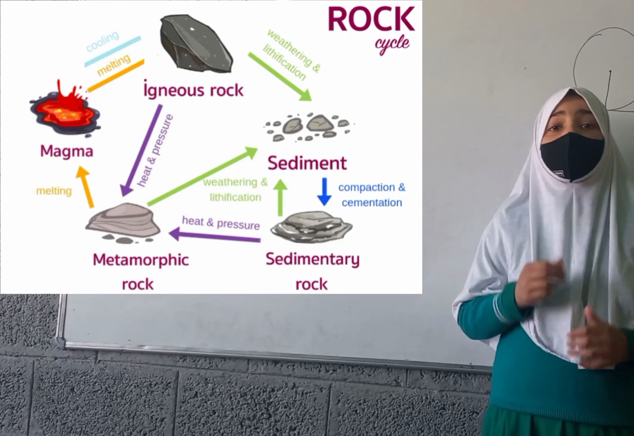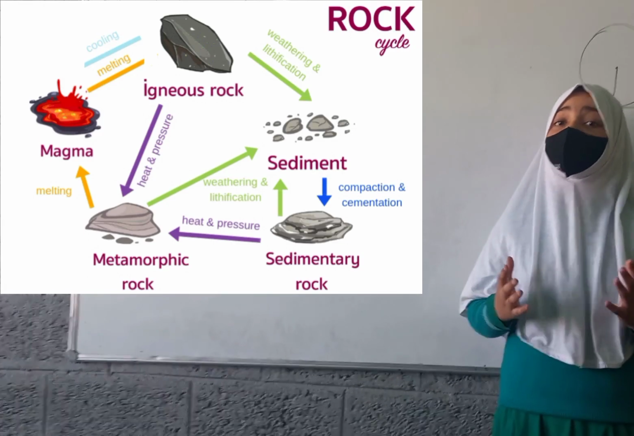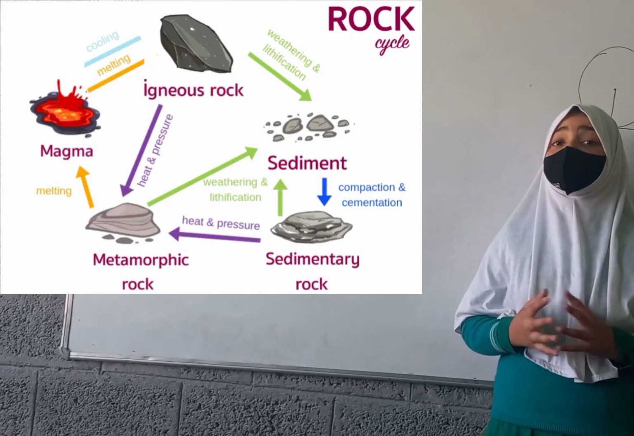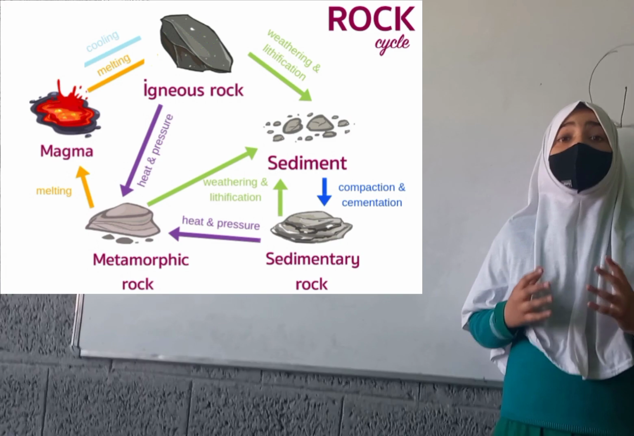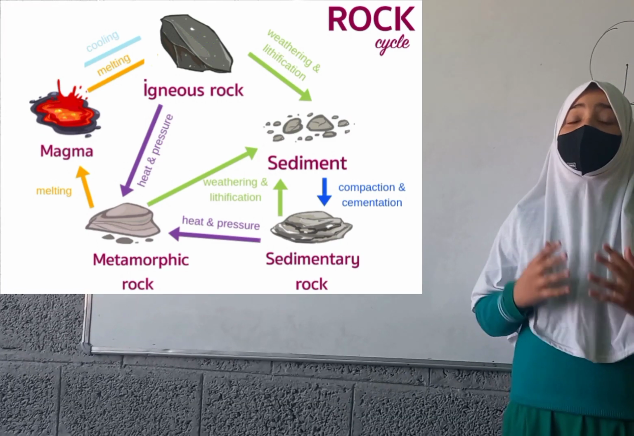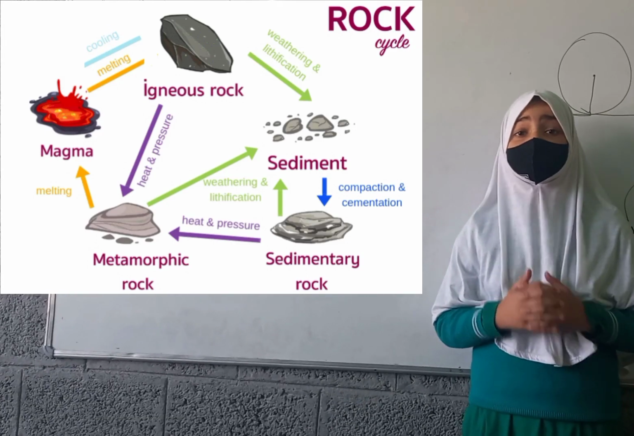There are two kinds of igneous rock depending on where magma cools down to form a rock. One is the intrusive igneous rock and the second is the extrusive igneous rock. Intrusive igneous rocks are formed inside the earth's surface and extrusive igneous rocks are formed outside the earth's surface.